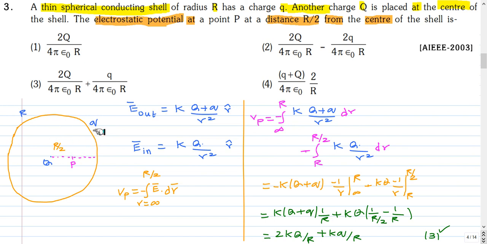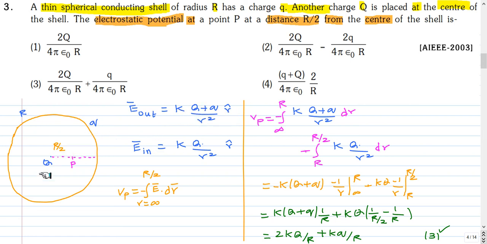Here is the solution. So this spherical shell has got a charge Q. It's a conducting shell. So all this charge will be on the surface, and capital Q is at the center. So you have to find the potential at this point. So the electric field due to these charges at a point outside will be K into Q plus Q by R square into R cap.